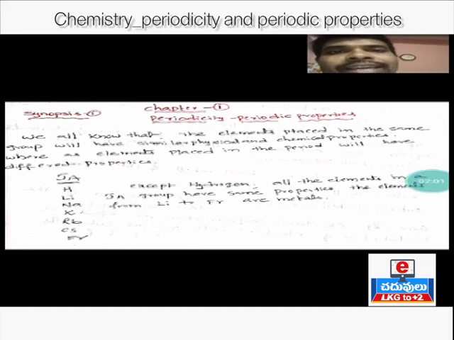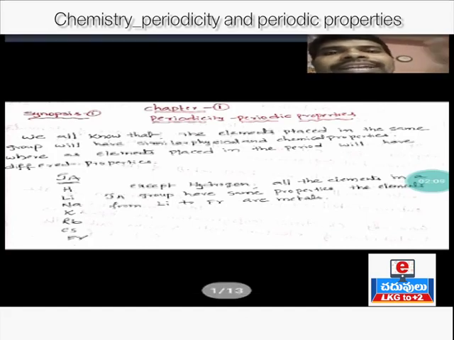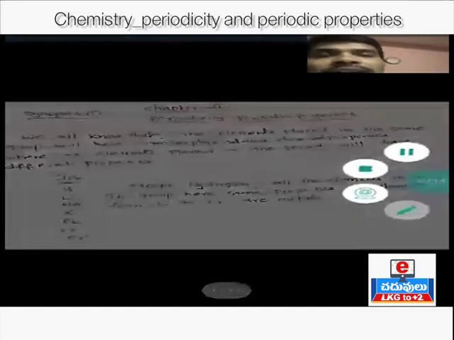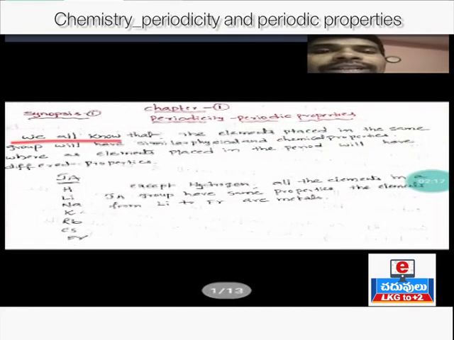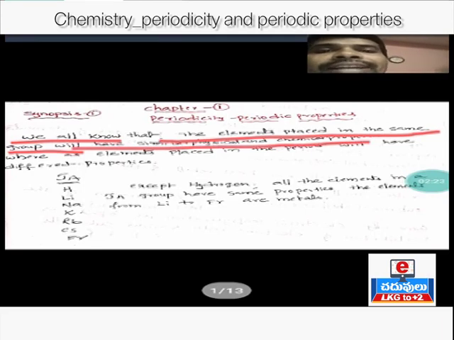That means elements placed in a group, nothing but what? Vertical column. Elements placed in a group will have similar physical and chemical properties. Try to understand this point. It is very, very important that we all know that the elements placed in the group will have the same physical and chemical properties. Group elements will have the same physical and chemical properties.